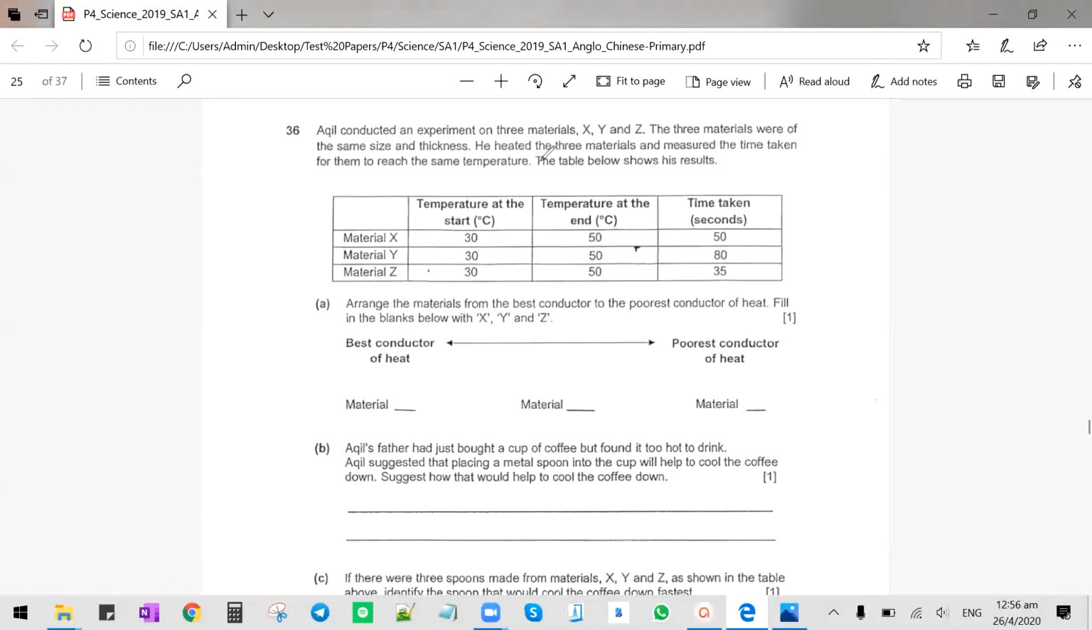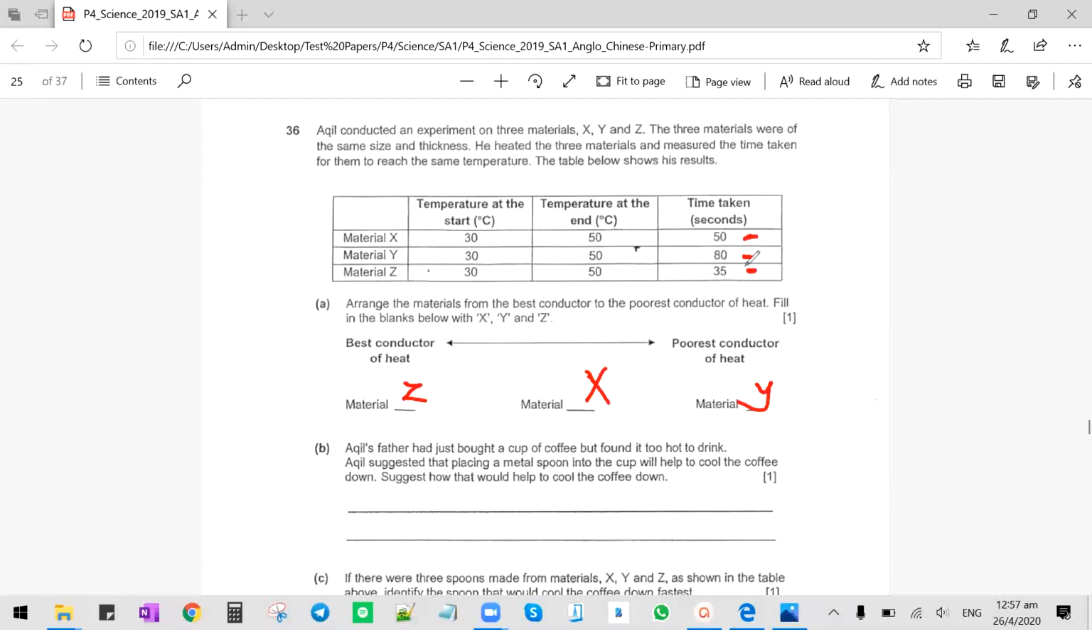which means what? For material Z, it took the shortest time to heat up, right? If you take the shortest time to heat up, it means that you are the best conductor of heat. So you have Z, then X, and then you have Y. See, 35, followed by 50, followed by 80.